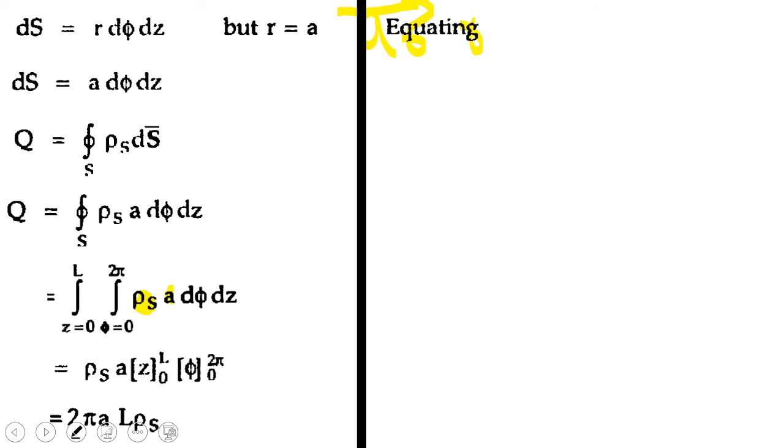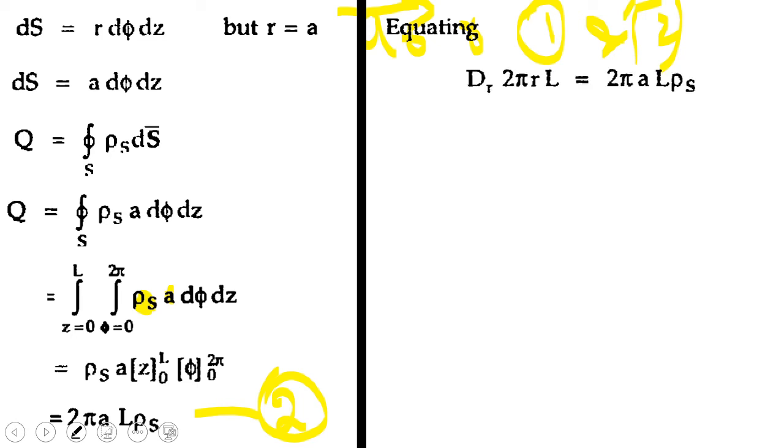Okay, so equating, I will take this as equation 2. We will equate equation 1 and 2. So what is equation 1? Q is equal to dr 2 pi RL. Here we have the equation Q is equal to 2 pi A L rho s. So equate both, cancel the common terms. 2 pi will get cancelled. L will get cancelled. So what is the remaining term?